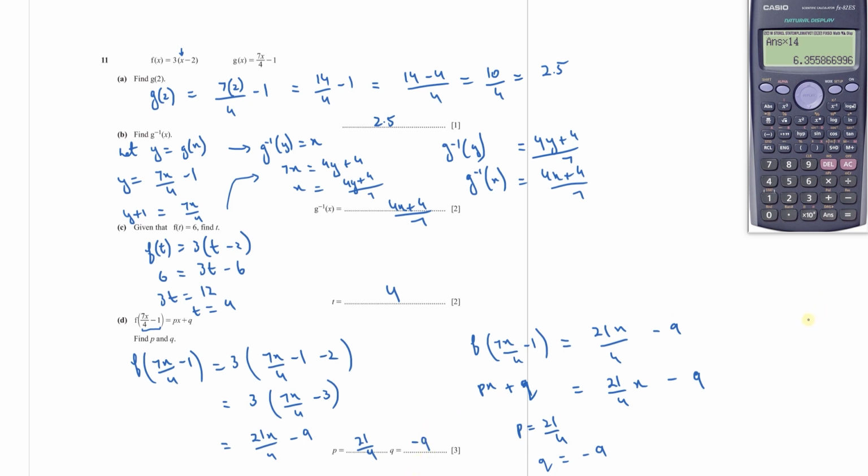So this is the end of paper 2 variant 2 for May June 2019.